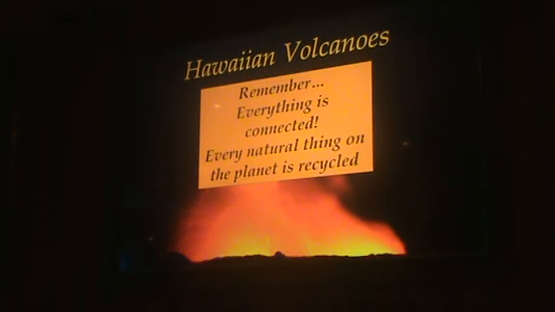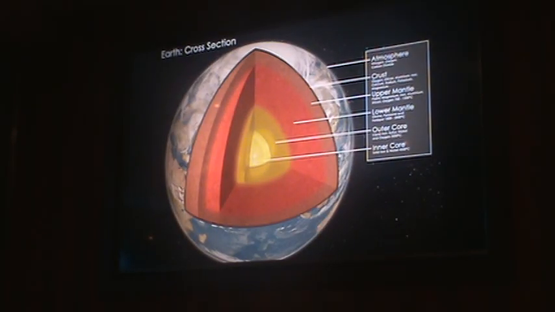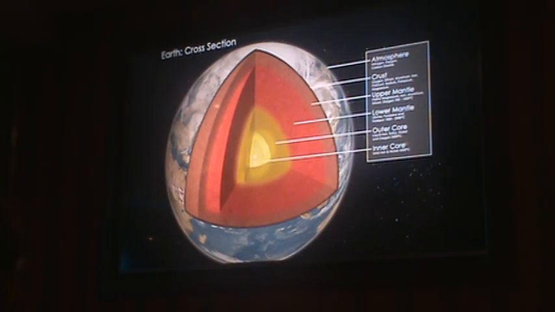Remember, everything is connected. Every natural thing on the planet is recycled, even the Earth that we walk on as well. Now, to understand how these islands form, we've got to go back to elementary school or middle school and learn just a little bit about how the Earth is formed. We have a molten core, and the inner core, and then we have this mantle, and we have this crust. The molten core is mostly iron and nickel. And then we have this mantle that is just a mix of all of these different elements.